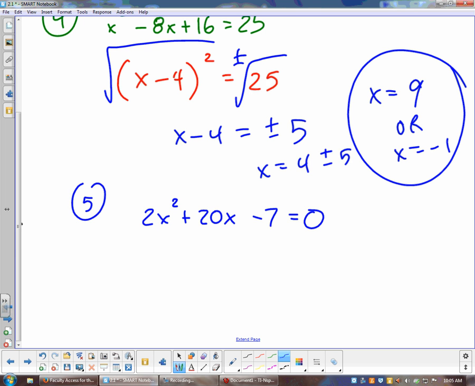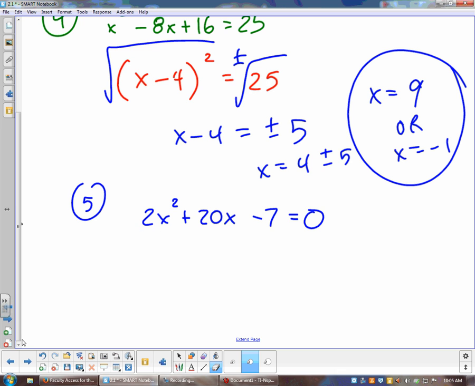So, first of all, is this left side a perfect square trinomial? No. Well, there's a couple reasons why. The first main reason is it's not a perfect square trinomial because this leading coefficient is not a 1, and it's got to be a 1. So what are we going to do about that?